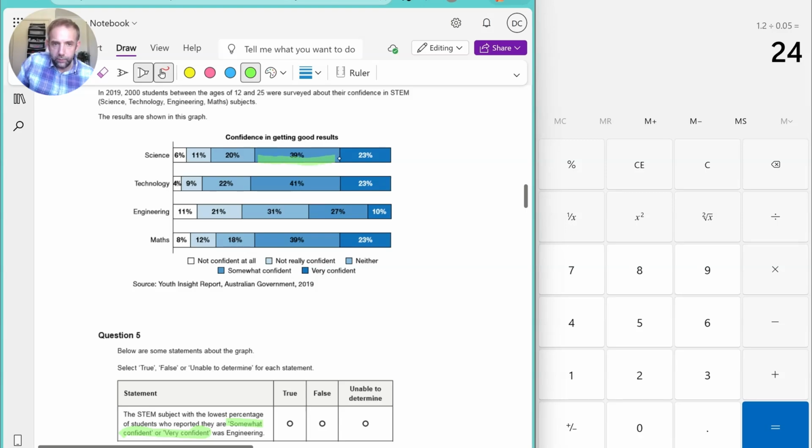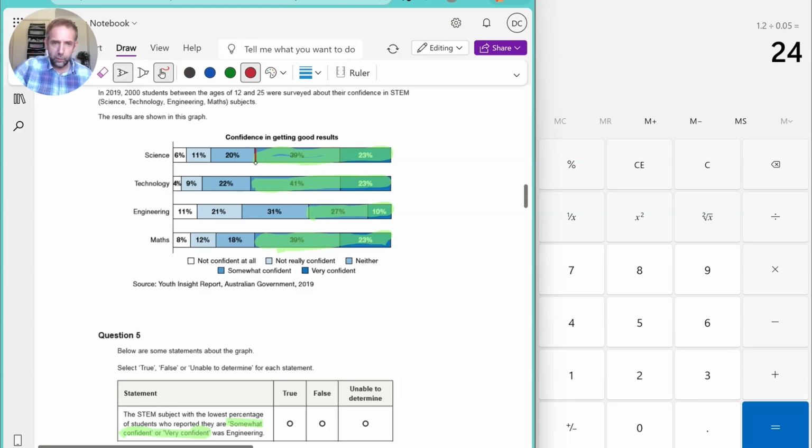So let's highlight all the sections which are very confident or somewhat confident. And the reason that I say don't add the percentages together is we're using the same scale for this diagram. Otherwise we couldn't put it all on one graph. It would be inaccurate. So if I highlight all the different parts on these bars, which represent somewhat confident or very confident, we can just then focus on how much of the bar has been shaded in.